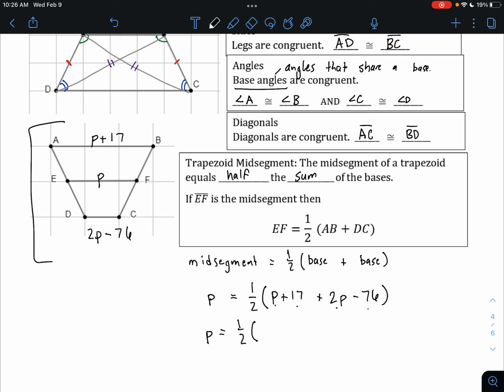We've got 4 parts. We're going to combine our P's, and that should give us 3P. And then what is the sum of 17 and negative 76? Okay. So you should have gotten negative 59, which is a little bit cleaner. It looks a lot easier to deal with now.